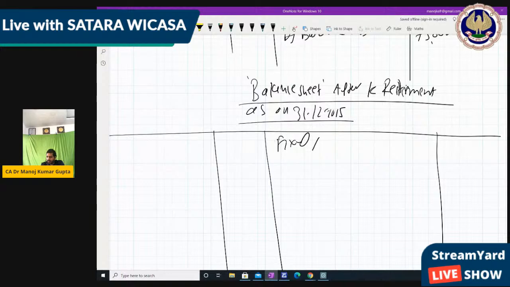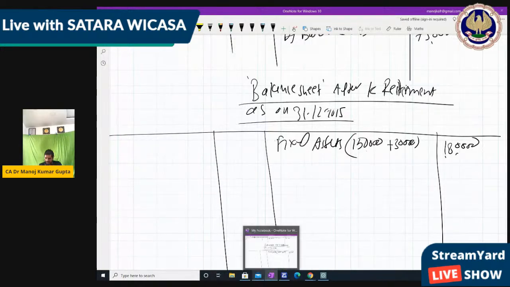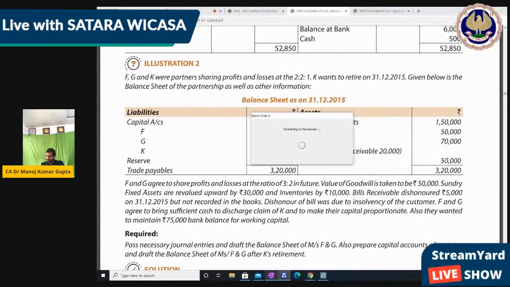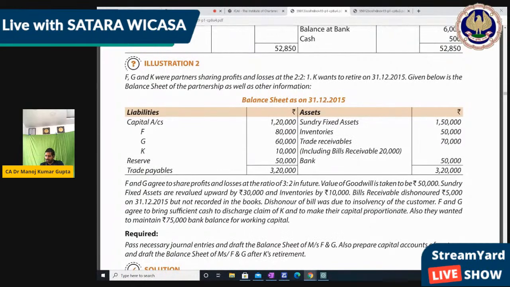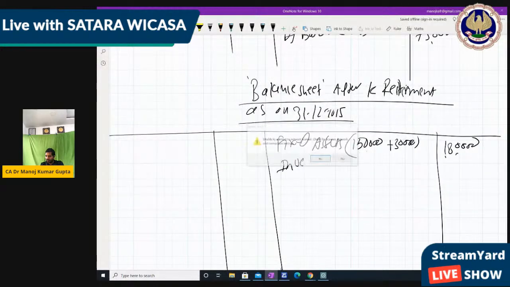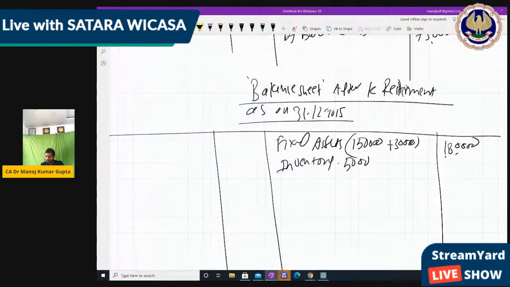fixed assets, existing balance 1,50,000 plus 30,000 increase. That means 1,80,000 is the balance of the fixed assets, right? In the same way, inventory 50,000 plus 10,000, because it's increased by 10,000.